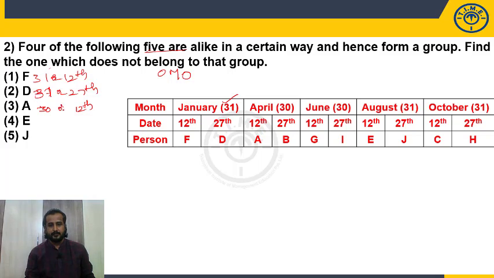Now let's see which logic is correct. Next. E 12th. And in the month which having 31 days. Next. J 27th, and in the month which having 31 days. So there are two 27s and three 12s. So definitely this won't be the logic because three are following the same, two are different. But in this case, F, D, E, J were born in the month which having 31 days, but A was born in the month which having 30 days. So which is odd one out? 3. So your answer is choice 3.